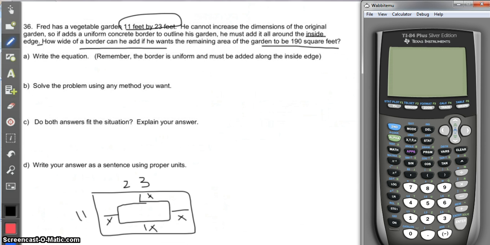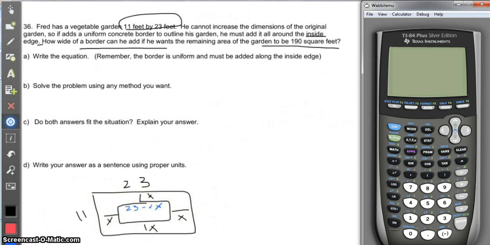So if it's 23 on the outside, and by cutting x from each side, you're cutting 2x from the 23, so the new length is 23 minus 2x. And the width used to be 11, and he's cutting x on each side, so the new width is going to be 11 minus 2x.